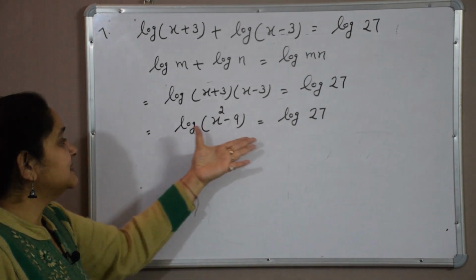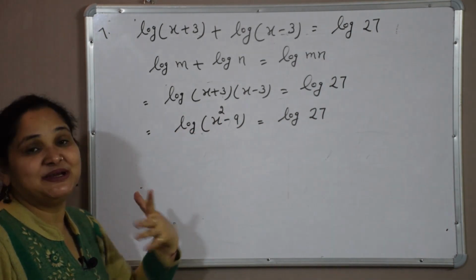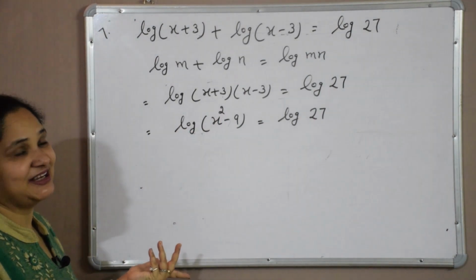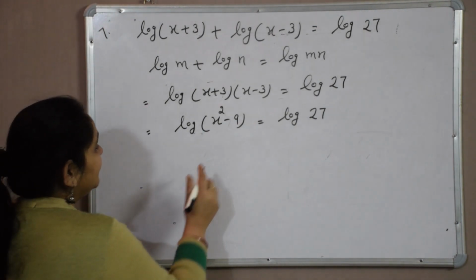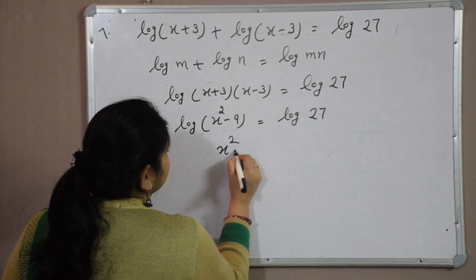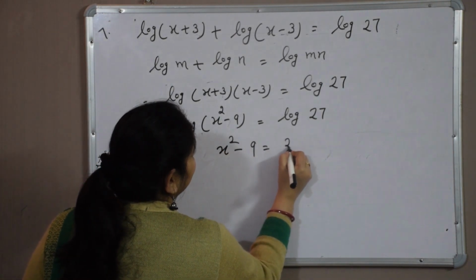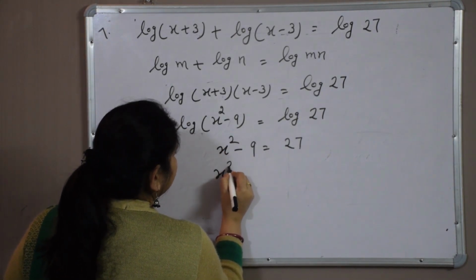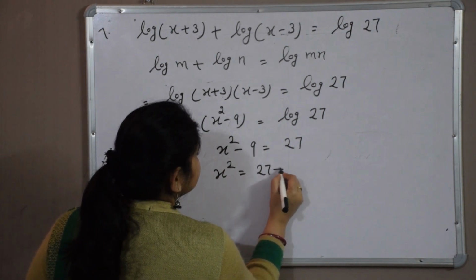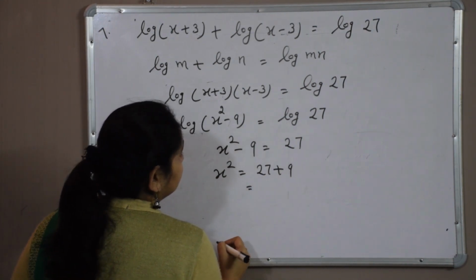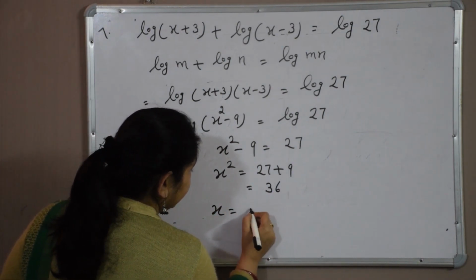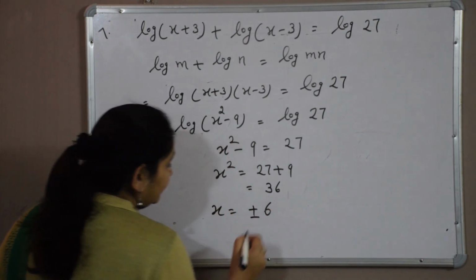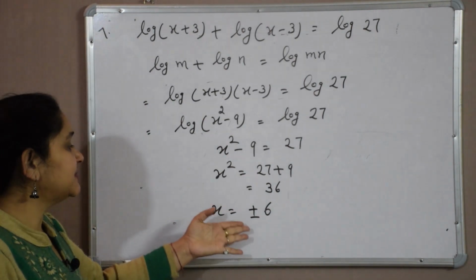There are two logs with the same base, base is not mentioned, therefore they have the same base. So we can equate the numbers very easily, no problem. So x square minus 9 is equal to 27, x square is equal to 27 plus 9, that is 36. So we are getting two values of x. x is equal to plus minus 6.